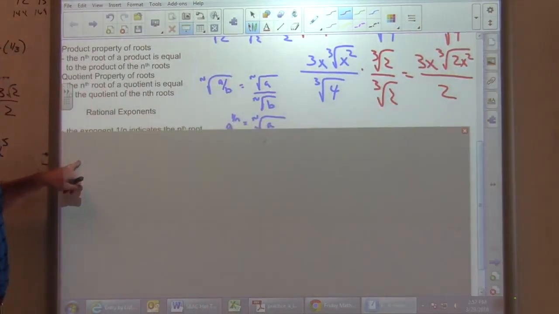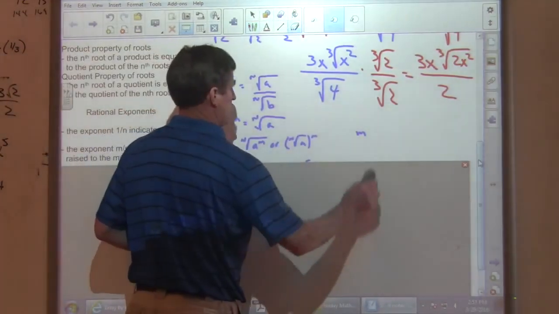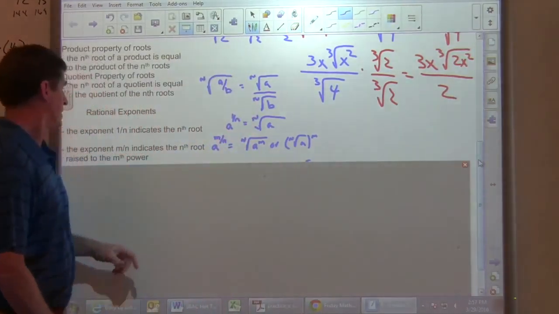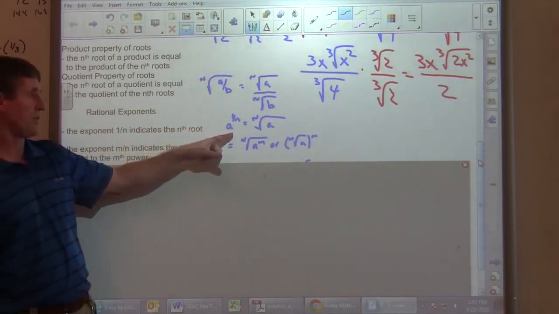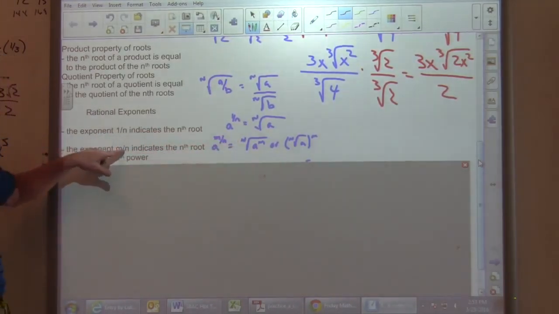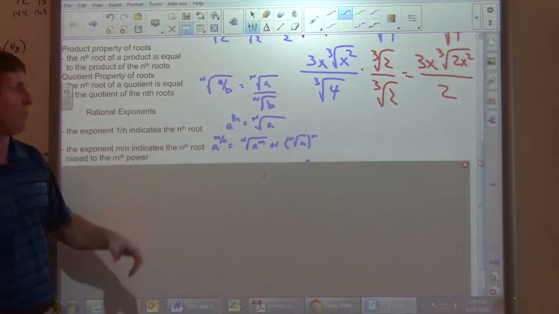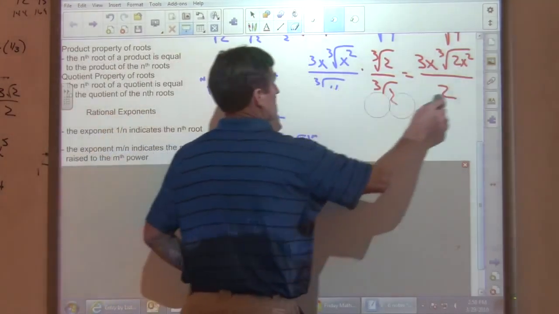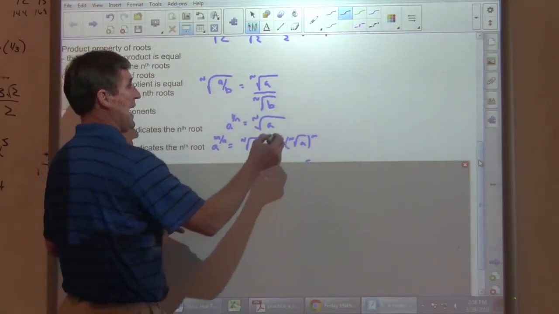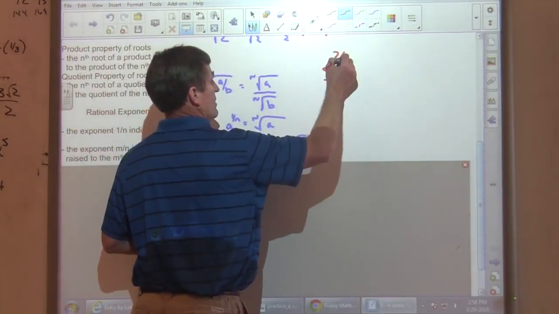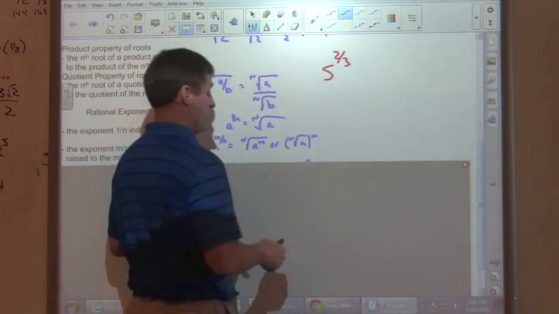The next part is on rational exponents. Now, when you're working with rational exponents, this is what the book has on there: the exponent 1 over n indicates the nth root, and the exponent m divided by n indicates the nth root raised to the mth power. So what we're doing on this, it's really pretty simple, is that if we have 5 to the 2/3 power, and I want to switch that to radical form, okay?